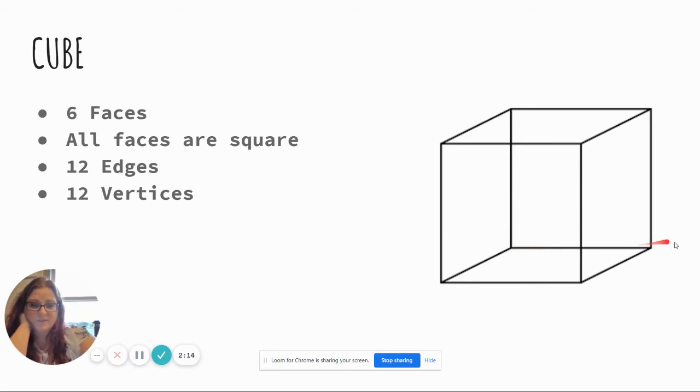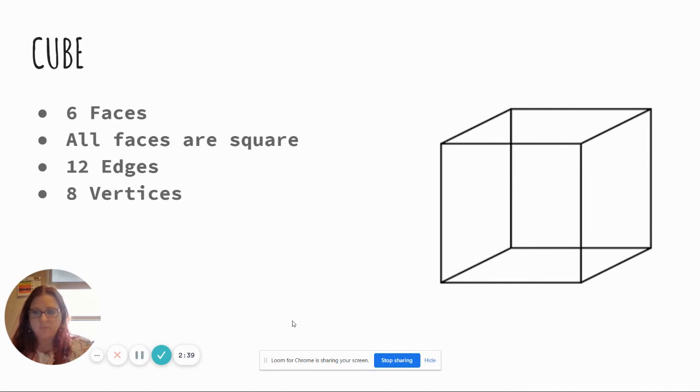So an edge is kind of like if you stick your finger out and you can feel the corner, that's an edge. You have to be able to run your finger down a corner. And then vertices are where your shape comes to a point. So if you can touch a corner, then that's going to be your vertice. And then we have 8 vertices, and so those are your little corners. So each time you can touch a corner, then you count a vertice.